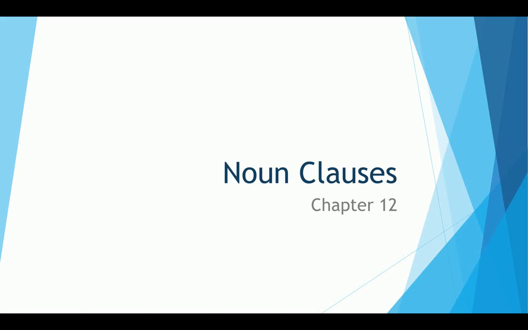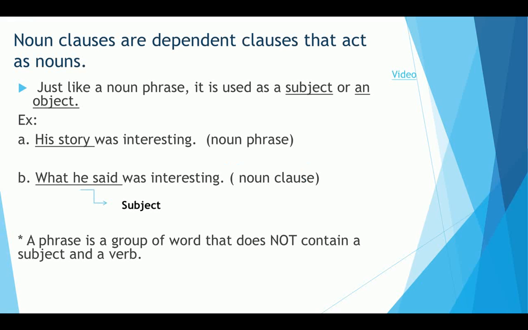Azar chapter 12, Noun Clauses. Before we start this chapter, let's review some concepts. What is a clause? A clause is a group of words containing a subject and a verb. Noun clauses are dependent clauses that act as nouns. Just like a noun phrase, it is used as a subject or an object.